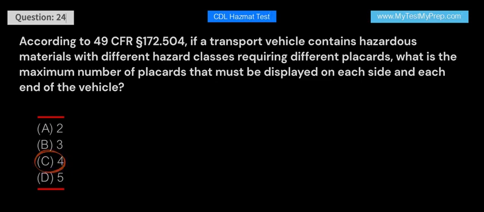Answer C. According to 49 CFR Section 172.504, if a transport vehicle contains hazardous materials with different hazard classes requiring different placards, a maximum of 4 placards must be displayed on each side and each end of the vehicle. This ensures that the most significant hazards are communicated while still maintaining a clear and manageable display of information.